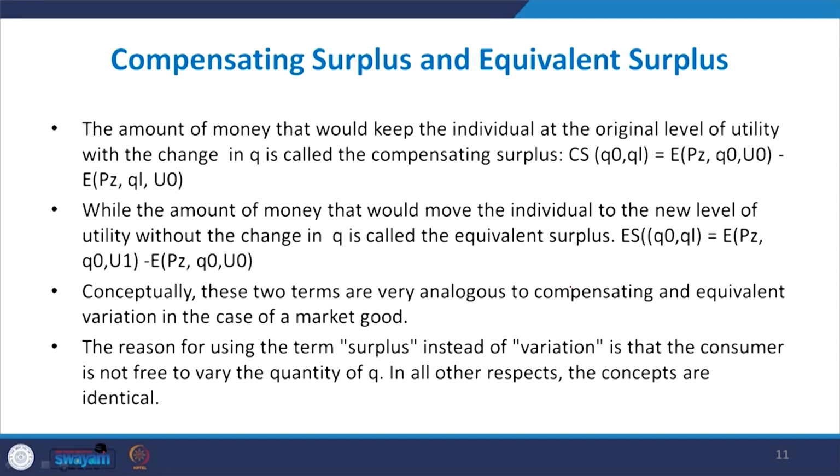Why are we using the term surplus here in studying the welfare effect of environmental change? The reason is that the consumer is not free to vary the quantity of Q. So, Q is not decided by the consumer. Q is fixed or determined by public institutions like government. So, in all respects the concepts are identical.